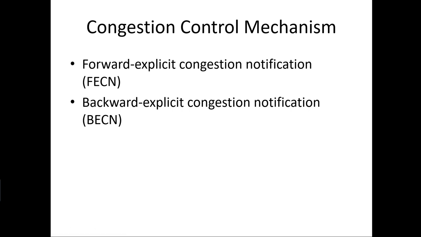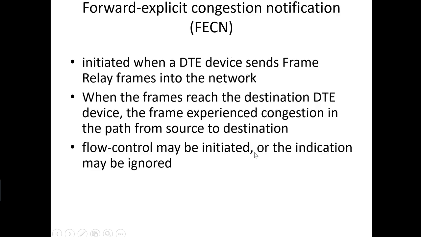Moving on to the congestion control mechanism supported by frame relay, there are two categories, FECN and BECN: forward explicit congestion notification and backward explicit congestion notification. First, the forward explicit congestion notification. Forward, from the name itself, we can say this is when the data transmission is started or forwarded. The DTE, that is the sender, forwards the data.